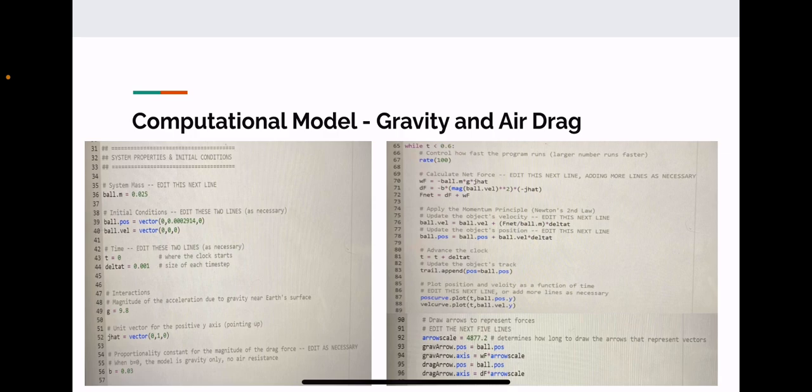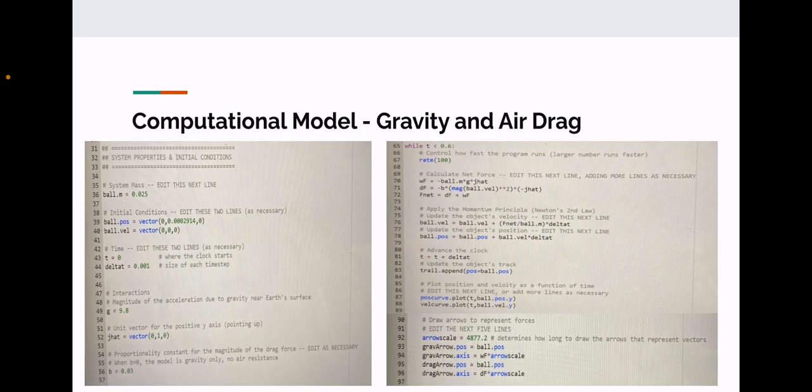For the computational model with both gravity and drag, most of the initial conditions remain the same. The ball has the same mass, initial position, initial velocity, and the time frame remains the same. I set the proportionality constant b equal to 0.03. I found this number through the plug and chug method until the position matched the real-life position found through Tracker. Fnet is now gravity plus drag.